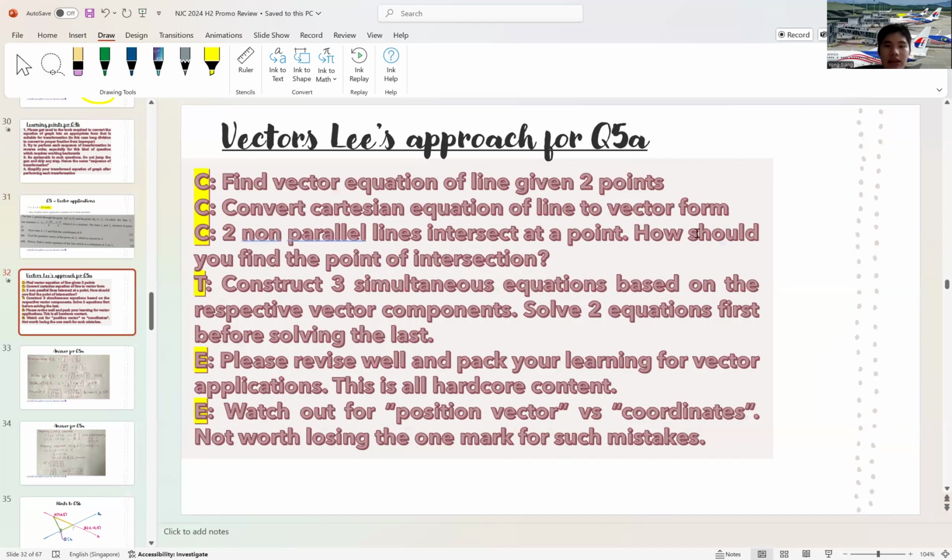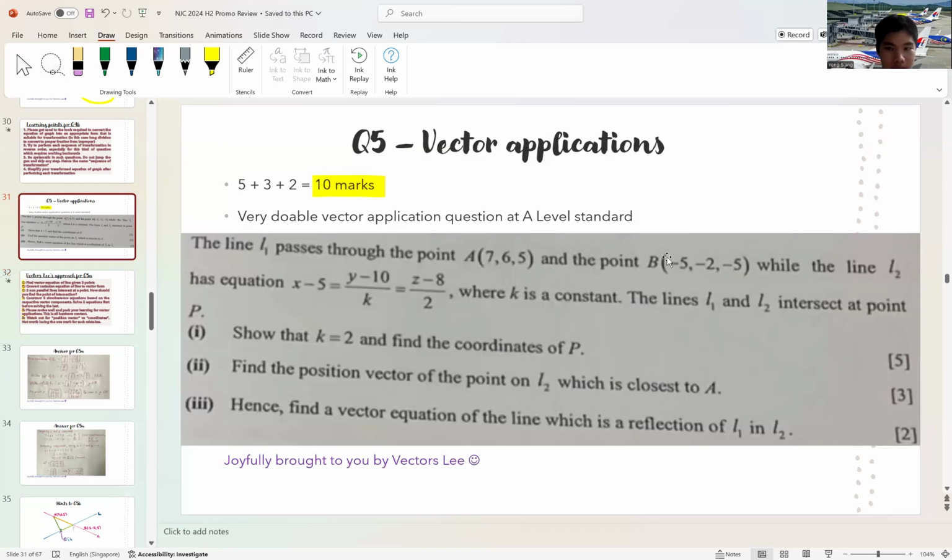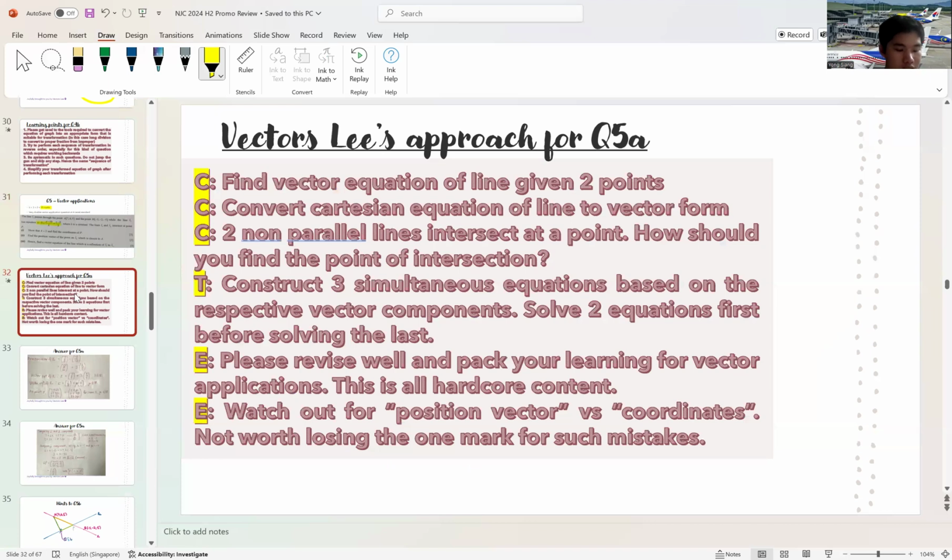So, question 5a, as you can see, if you were to read part A, is asking you for the vector equation of a line given 2 points. So, if you read it here, they give you point A and point B. And then moreover, they give L2 in the form of a Cartesian equation over here.